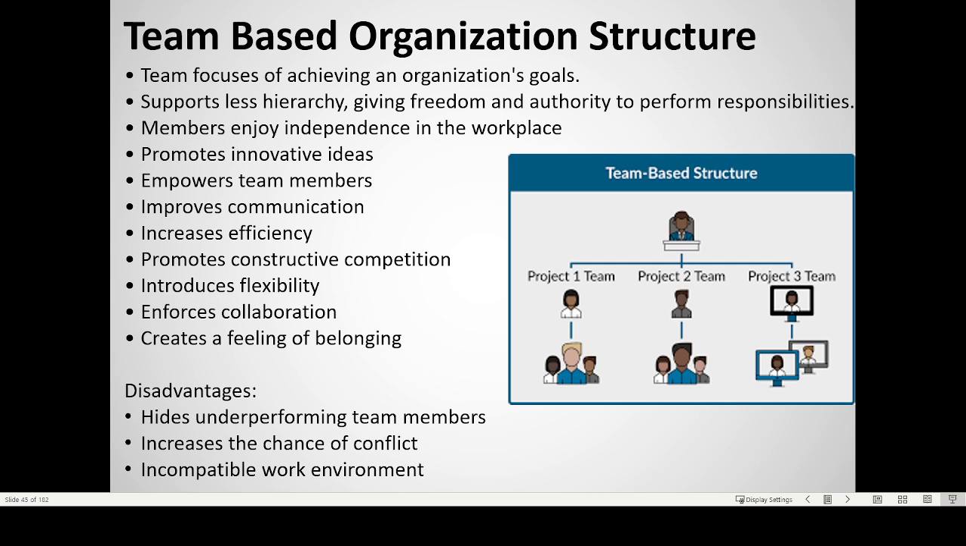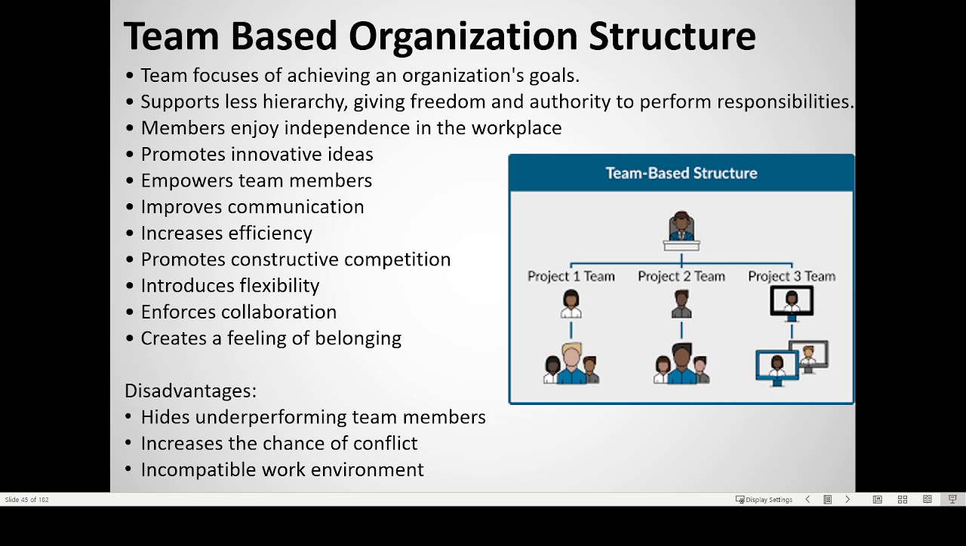However, the team has some disadvantages. Here they are. Hides underperforming team members. So, if someone in a team is not performing, no one will see him. Management will not notice him. Superiors will not notice him. This is one of the disadvantages because his friends are performing and he's hiding, so he's hidden.